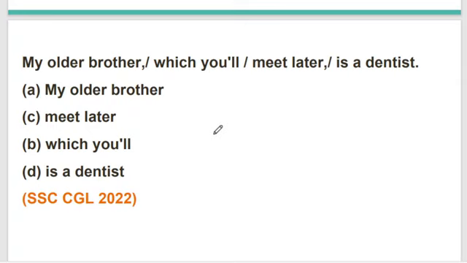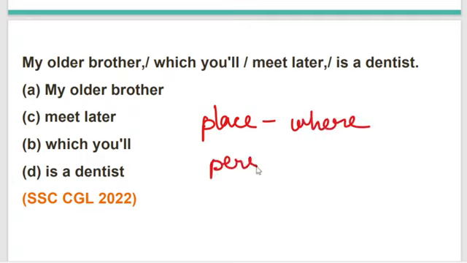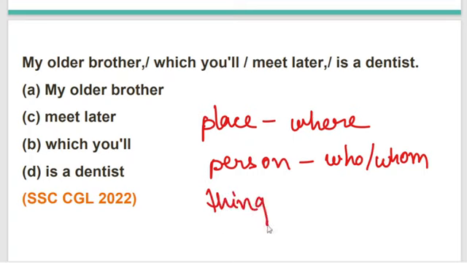In the last class, I have discussed this with you, that whenever we talk about a place, we use where. Whenever we talk about a person, we use who or whom, according to subject and object and according to the requirement of the sentence. And whenever we need to mention any thing, we use which or that. I hope these basic ideas are clear and known to all of us. Now let's just try to solve it.